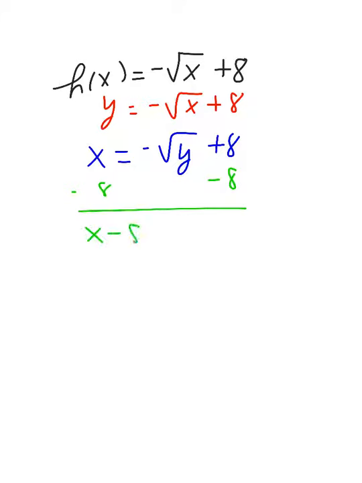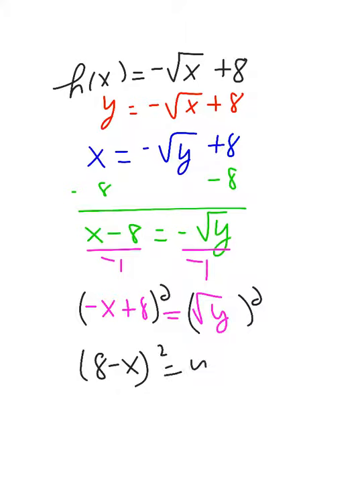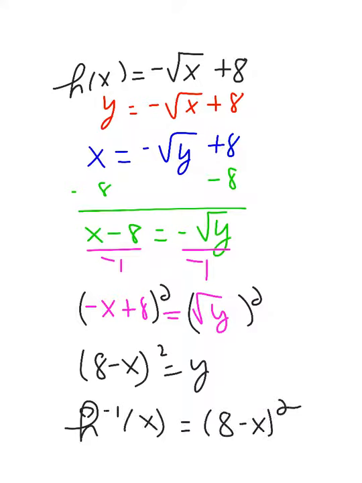So x minus 8 is equal to negative the square root of y. Now before you could square both sides to get rid of the radical, you have to get rid of the negative 1. Because you have to isolate that radical. So it's negative x plus 8 equals the square root of y. Now square both sides to get rid of the radical. So that is (8 minus x) squared is equal to y. So that is the inverse of h of x is equal to (8 minus x) squared.